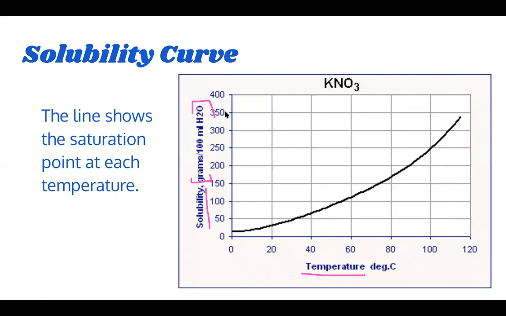And then the important thing to know is that at each temperature, we see this line is going up. Well, this line is telling us how many grams we are able to dissolve. Therefore, our line is the saturation point, okay? The line is showing you the maximum that you can dissolve, the saturation point.